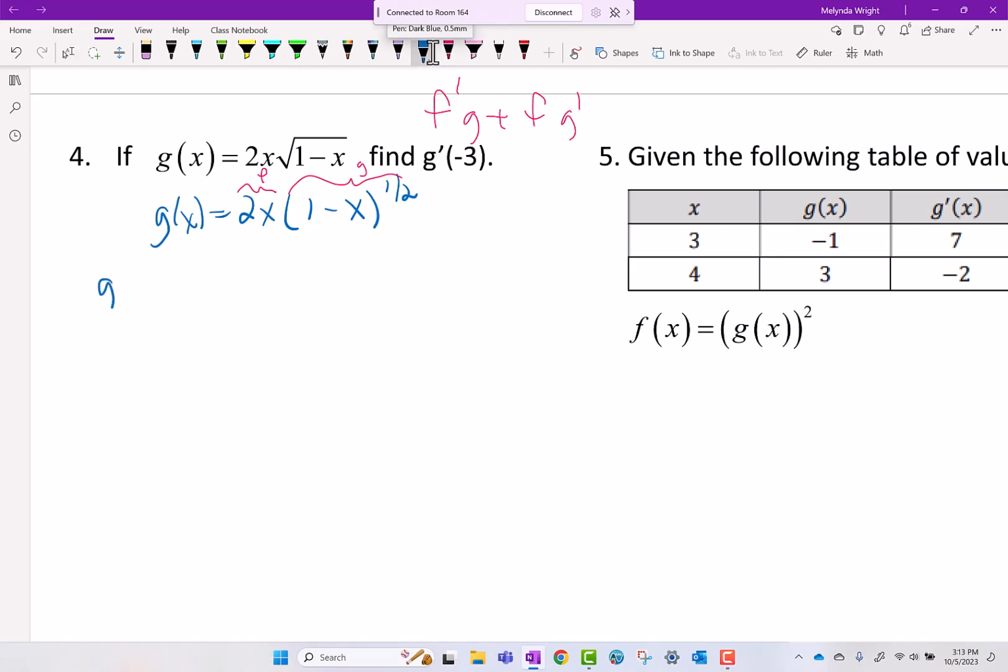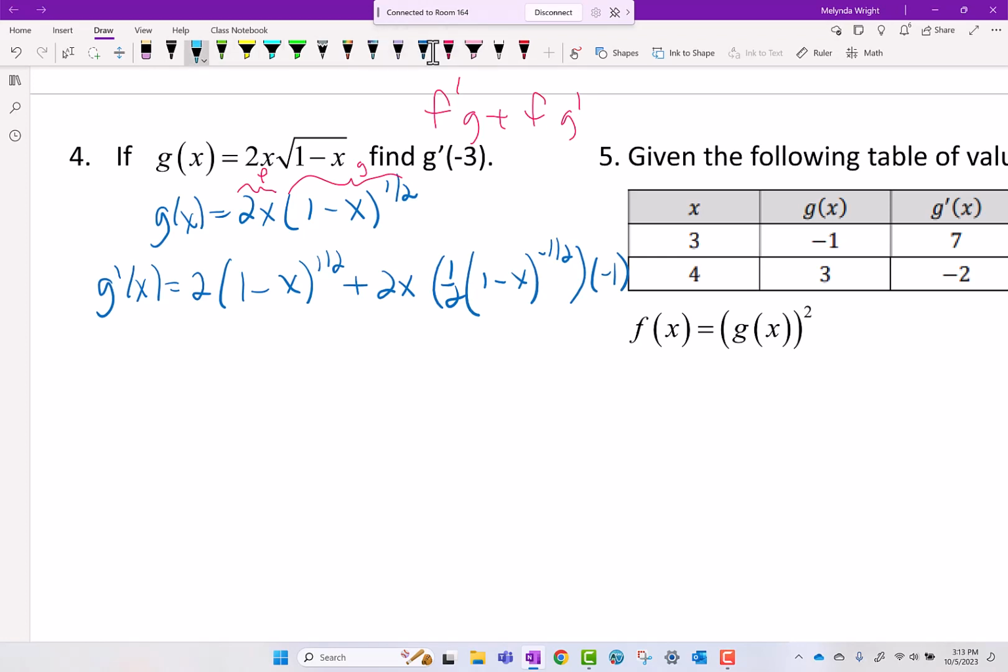So G prime equals. So the derivative of the first thing, which is 2x, is 2. Copy paste the second thing. Plus. Copy paste the first thing. The derivative of the second thing is 1/2. Bring the 1/2 down. 1 minus x to the negative 1/2 times negative 1.